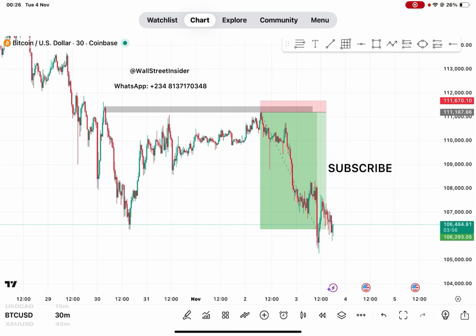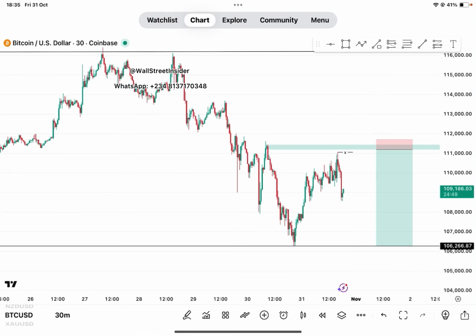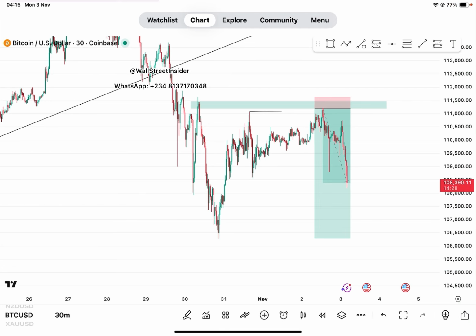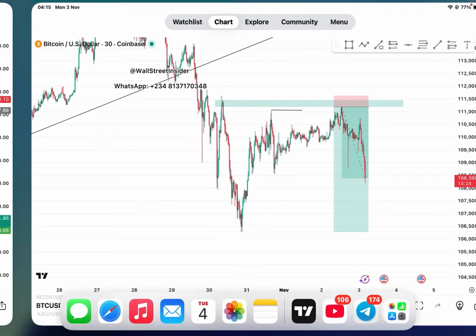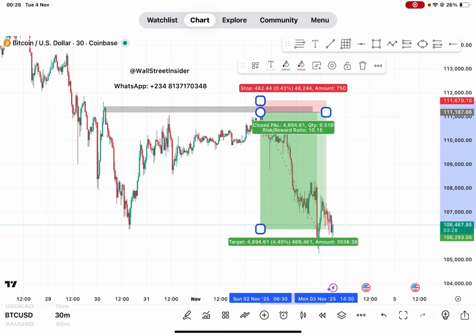This was a trade that played out on BTC USD on Saturday, Sunday and Monday. I got this setup on Friday evening, around 4:35 in the afternoon. I placed my sell limit, and the trade started playing out on Sunday and was still playing out on Monday. This was when the trade hit full TP, which was a 1:10 trade.